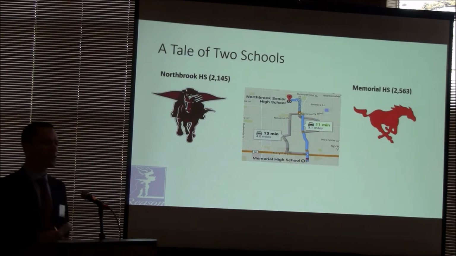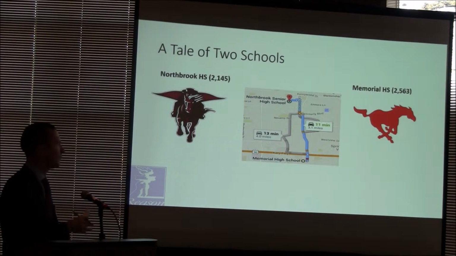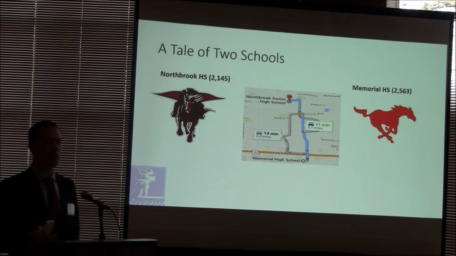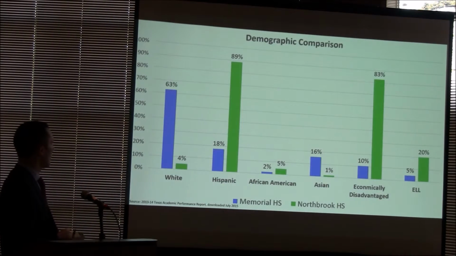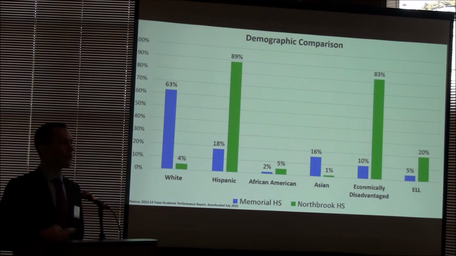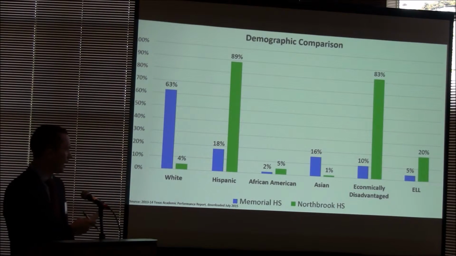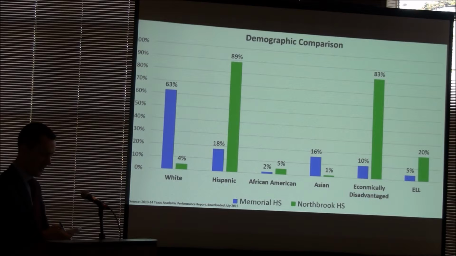And so when you drill down to the school level, we have an example of two schools here. We have Northbrook High School and Memorial. And on the surface, they're very similar. Their enrollment numbers are similar, and the schools are actually only 3.1 miles apart. So on the surface, it looks pretty similar. But when you drill down, even though they're only 3.1 miles apart, the demographics could not be more different. So Memorial High School in blue, their population is about 10% economically disadvantaged compared to Northbrook, which is about 83%.